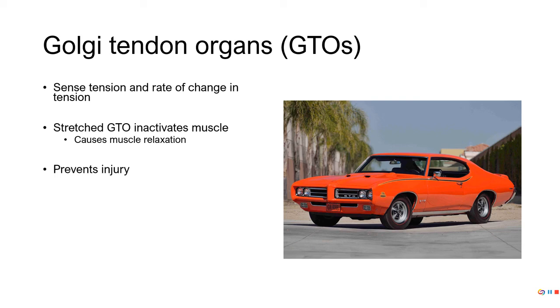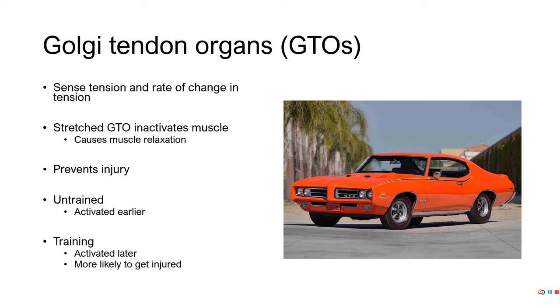Now, in untrained individuals, these GTOs are activated relatively early to prevent injury. However, as a person trains, the GTOs aren't activated as quickly. They're activated later. And this actually makes it more likely for someone that's trained to get injured. And elite athletes suffer more catastrophic injuries than those of us that are untrained.